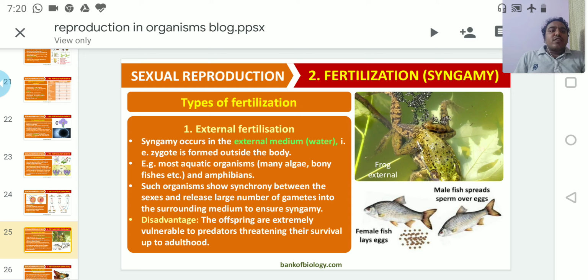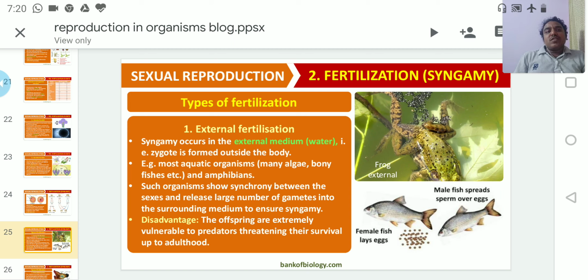It is also generally known as the heat period. In that period the male and female organisms come near to each other, but they release a huge number of reproductive structures into the surrounding or external medium. Then they undergo fertilization, but this takes place outside the body of the organism, isn't it? So that's why it is also known as external fertilization.